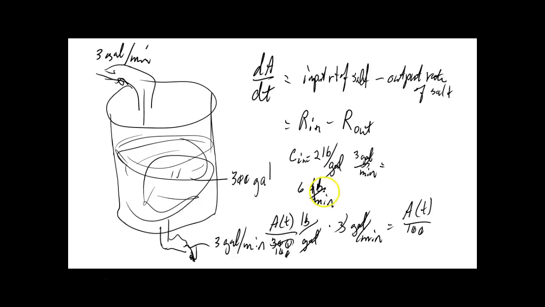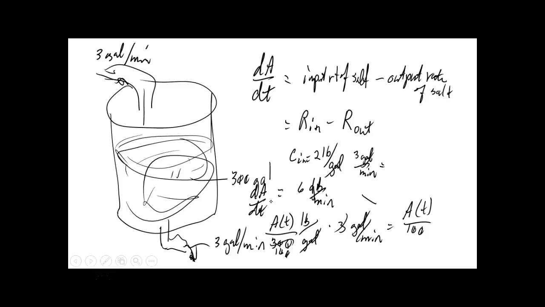Well, if your rate in is this, minus your rate out is this, this is the change, dA/dt, that you're seeking there. And we haven't learned how to solve those differential equations yet. This is just showing you the circumstances in which you would use it, okay?